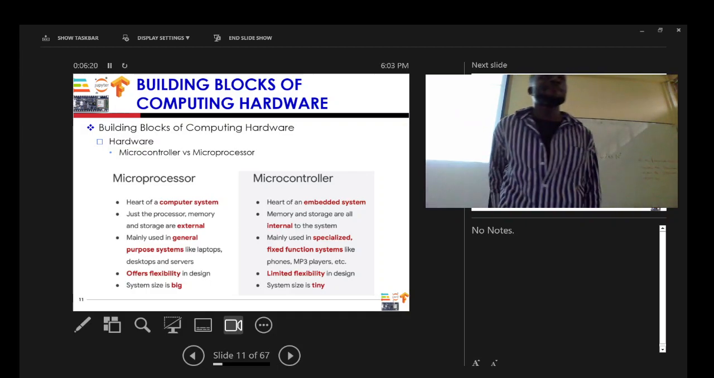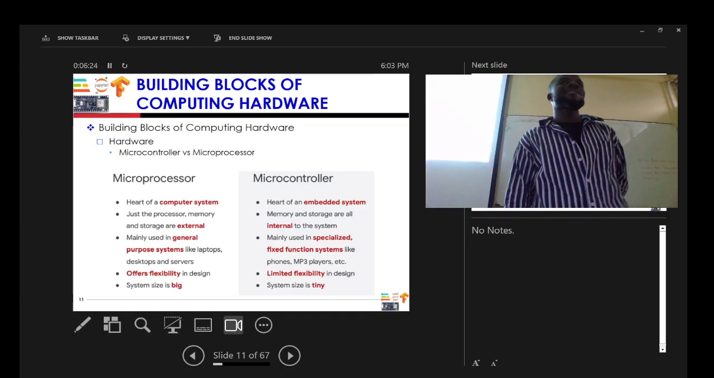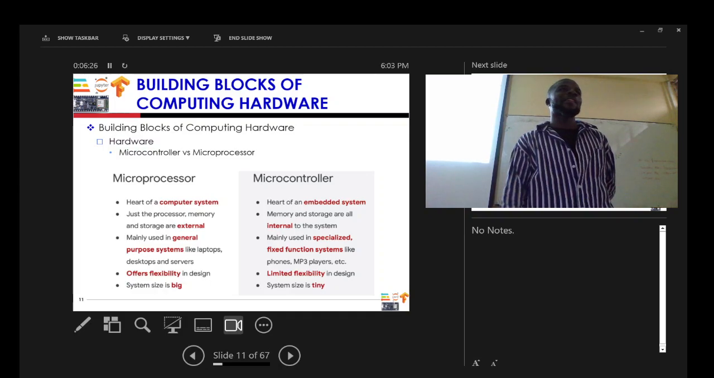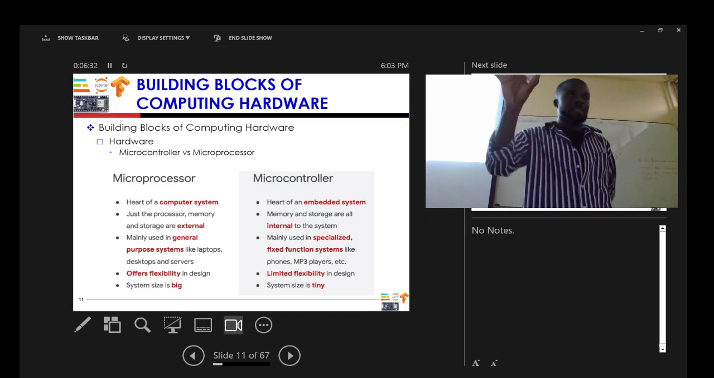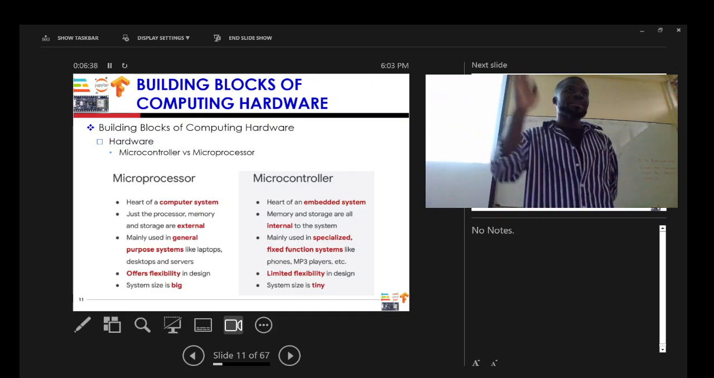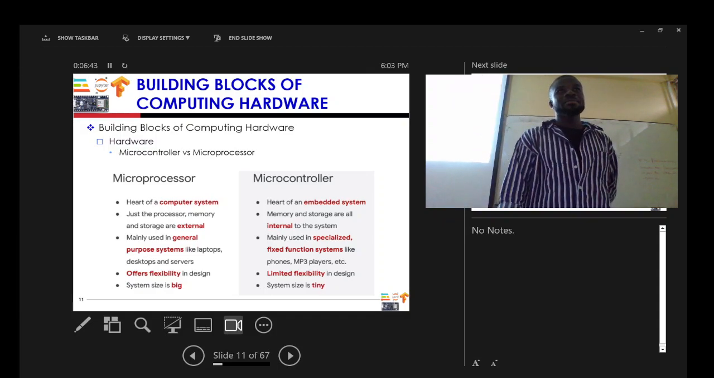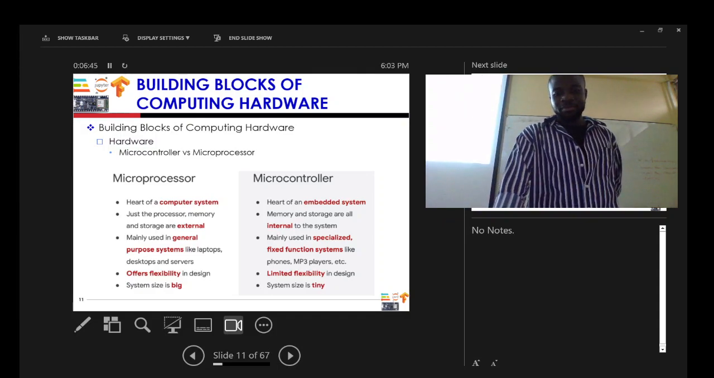A TV remote can also be an embedded system. It is made for some specific tasks and cannot do a lot of different tasks. It can only turn on the TV, change channels, and stuff like that. Okay, any other question?